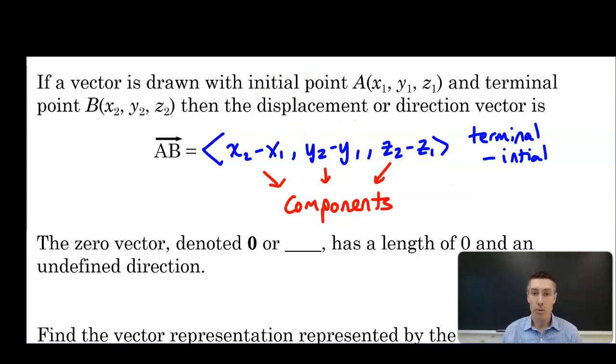Now, an important vector that we're going to see throughout the course is the zero vector, which is denoted with a bold 0 or 0 with a vector hat above it. And that has a length of 0 and an undefined direction. Important when we are trying to denote the zero vector, just writing the number 0 is not sufficient because 0 is a scalar, which we'll talk about more in the coming videos, whereas a vector needs to be notated as such. So either with bold or with a vector hat.